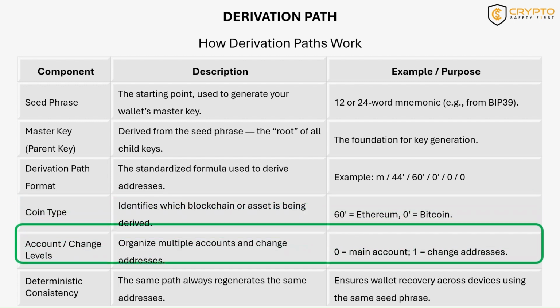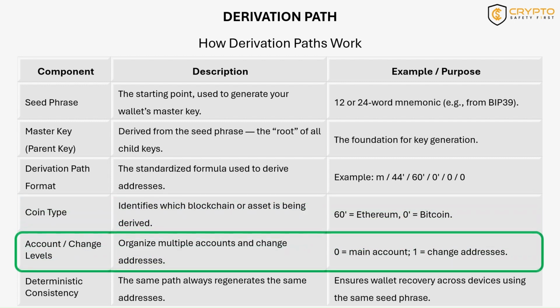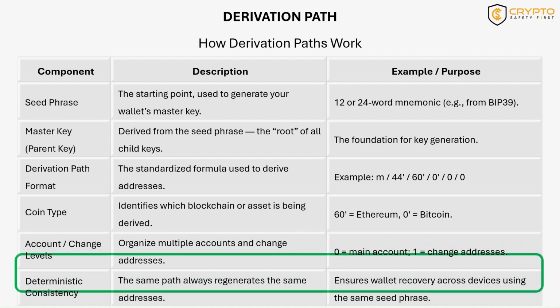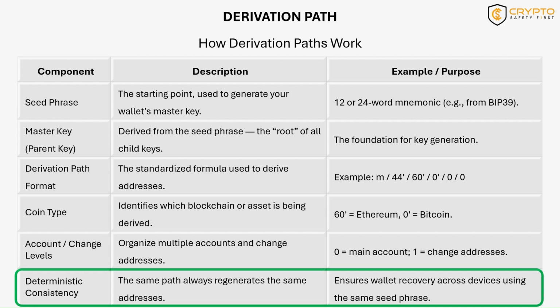Fifth, the account and change levels. These organize your different accounts and transaction change addresses, so your wallet can manage multiple balances safely under one seed. And finally, deterministic consistency. Because derivation paths follow a predictable structure, your wallet can always regenerate the same keys and addresses, perfectly, every time you restore your seed.